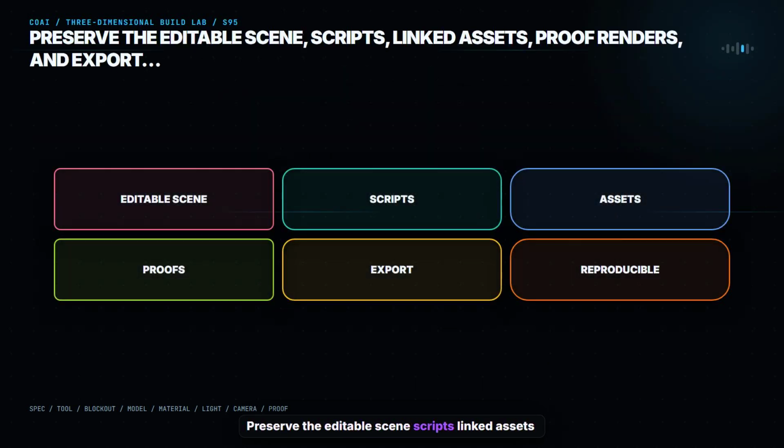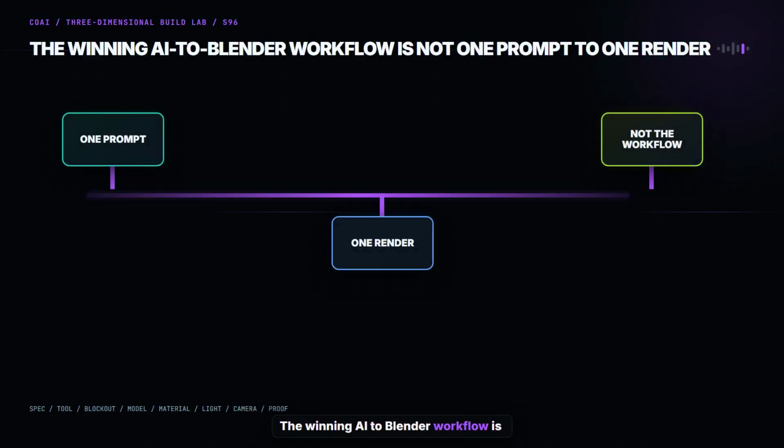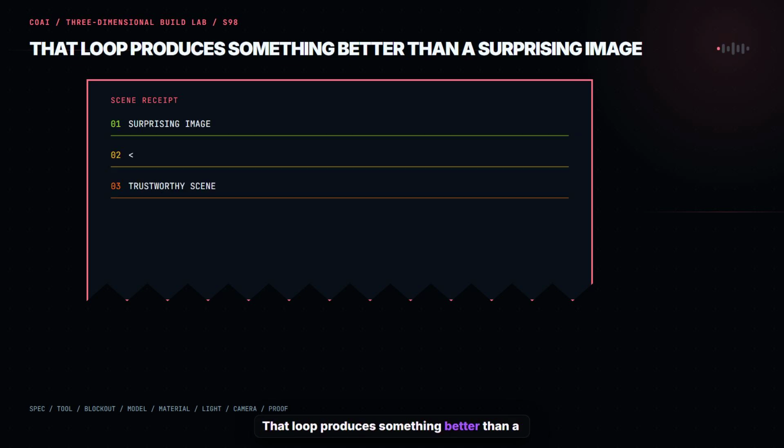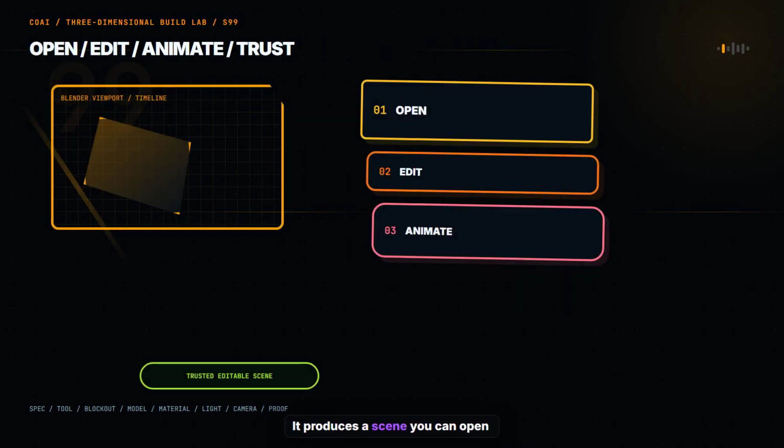Preserve the editable scene, scripts, linked assets, proof renders, and export together, so the next artist can reproduce the result instead of reverse engineering it. The winning AI to Blender workflow is not one prompt to one render. It is intent to specification, specification to controlled tools, tools to scene passes, and every pass to visible proof. That loop produces something better than a surprising image. It produces a scene you can open, edit, animate, and trust.